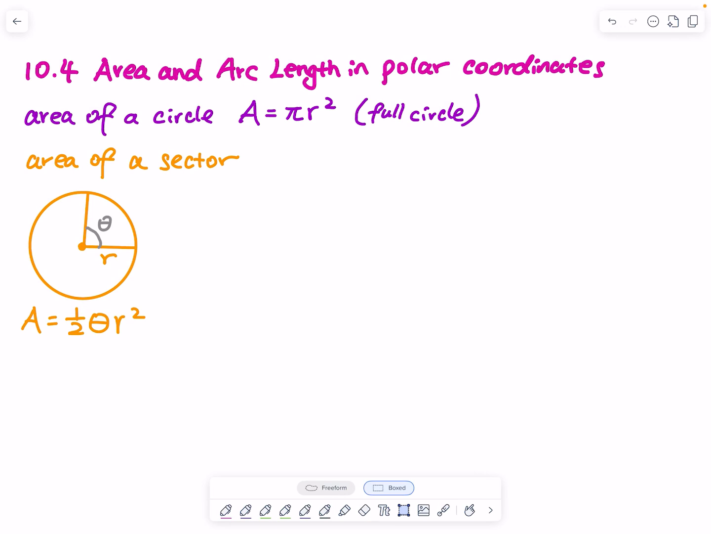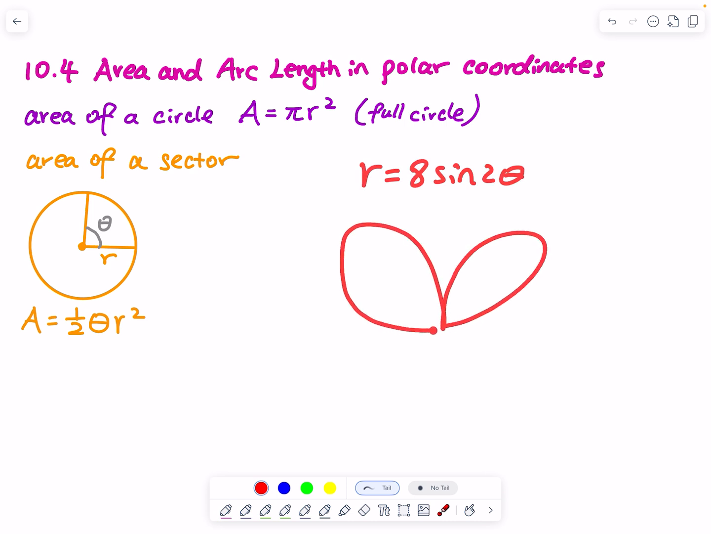In this video, and in the next couple of videos, I would like to discuss area and arc length in polar coordinates. At this point, you should know how to graph a polar equation, for example, r equals 8 sine of 2 theta. The graph of this equation looks like a flower. So we have one petal, 2 petals, 3 petals, and 4 petals.